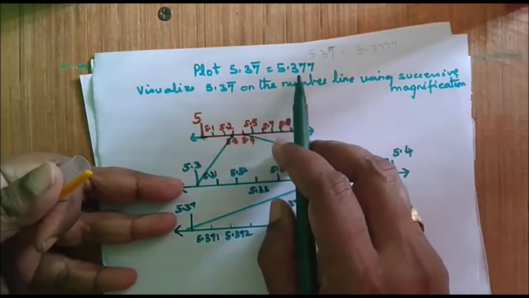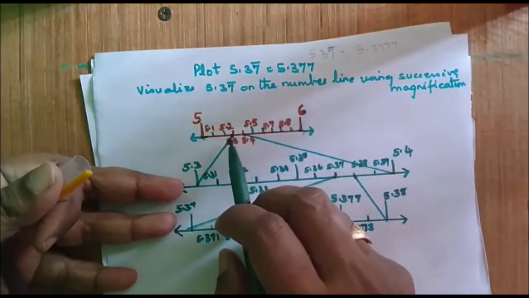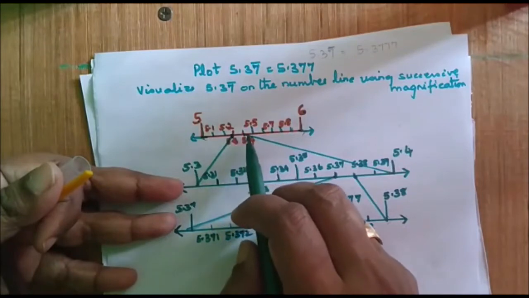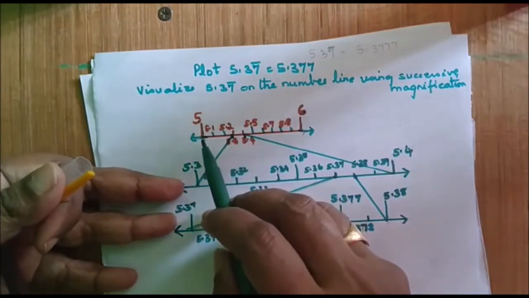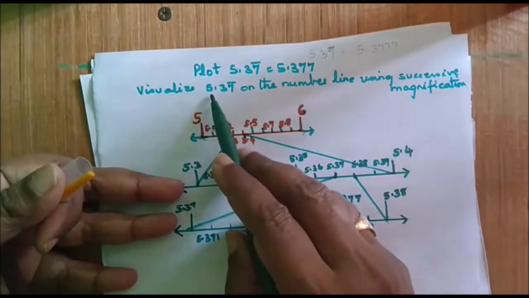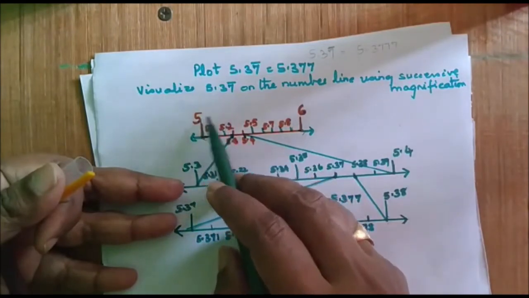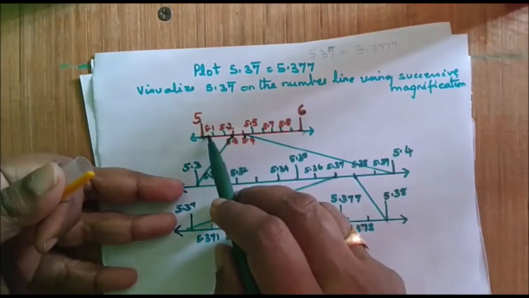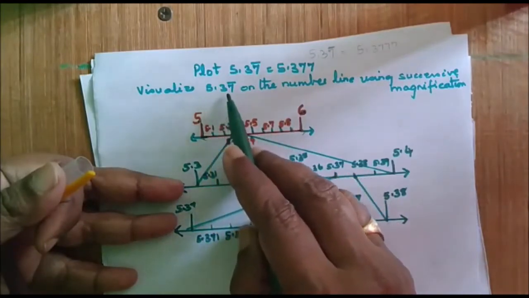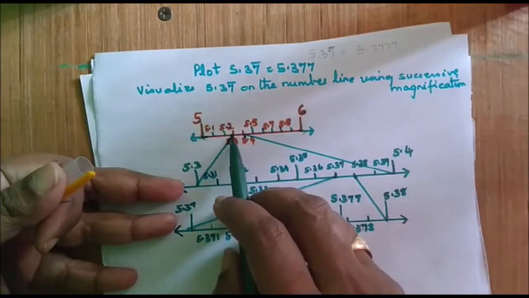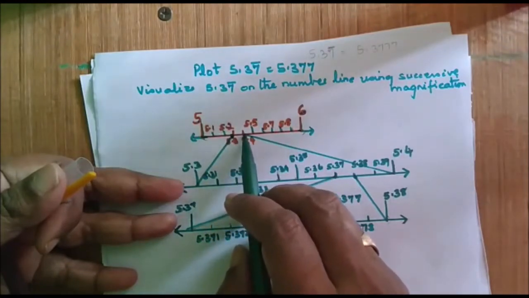Now 5.37 lies between 5.3 and 5.4. I hope you get it. See, first we will take 5. The number lies between 5 and 6. So let us make this into 10 subdivisions. Now in that, the number lies between 5.3 and 5.4.